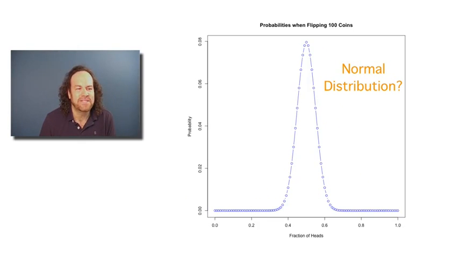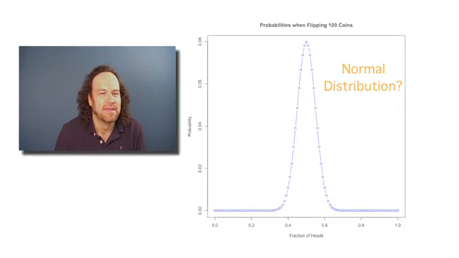So what can we say so far? Well, we say that as we flip more and more coins, sure enough, the fraction of heads seems to get closer and closer to being a half, which is what you might expect. But also, if we look at the graph of the probabilities, that is the distribution of the fraction of heads that we get, it looks more and more like it has this curve shape, kind of like the normal distribution.